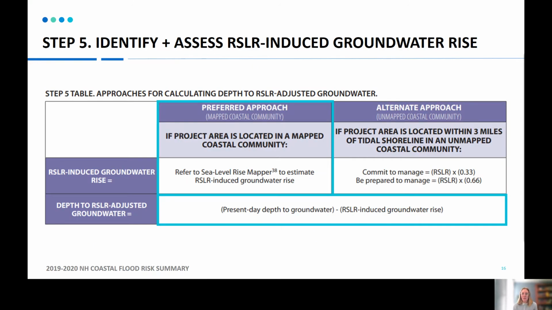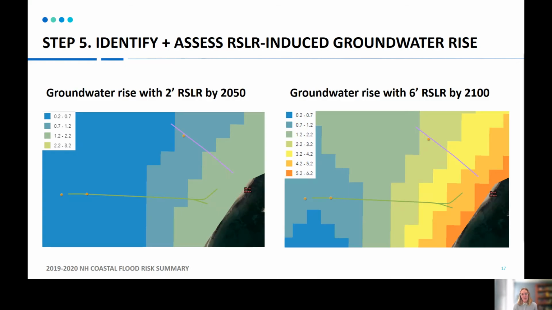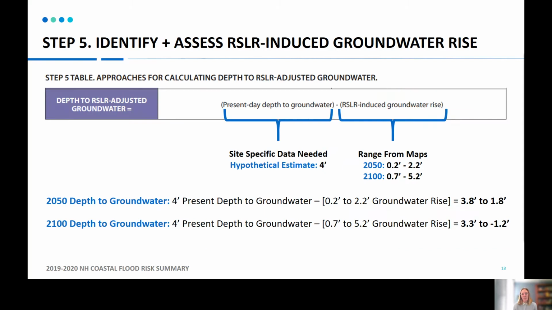Step 5 helps you understand future groundwater levels that will change with sea level rise. Because groundwater mapping has been done for Hampton, we can look at those maps, screenshots presented here for 2050 and 2100 sea level rise. And then you calculate in 2050 and 2100 the depth to groundwater based on present day depth to groundwater. So I'm going to make a big assumption that depth to groundwater in the present day at these sites is 4 feet.